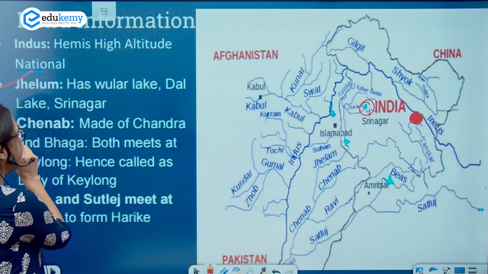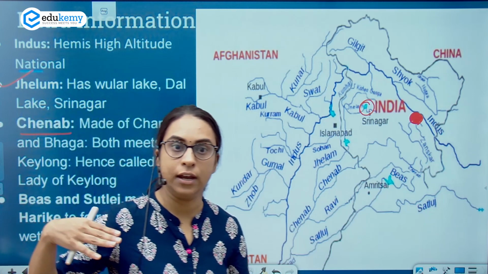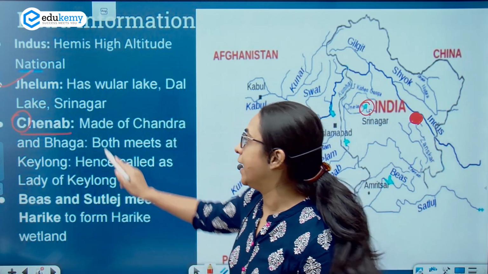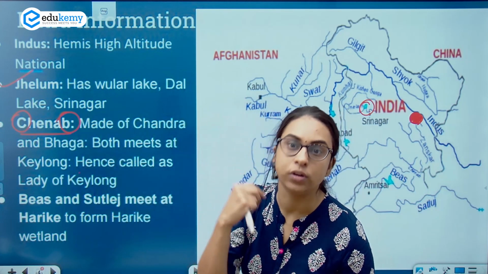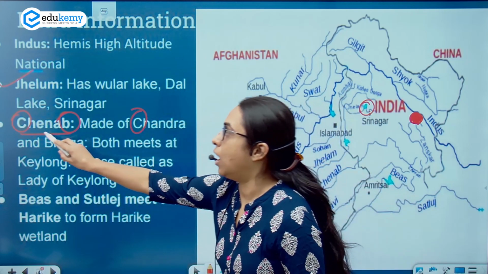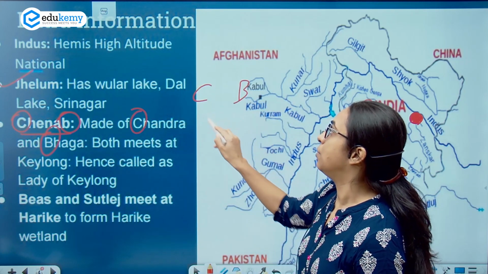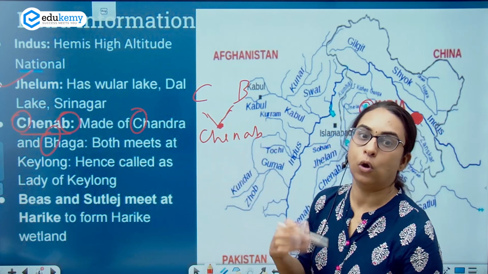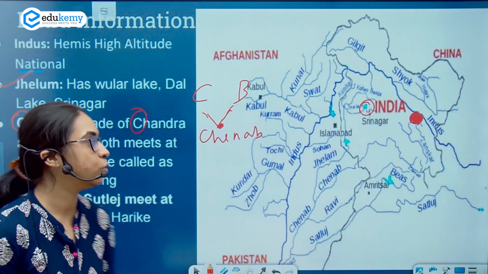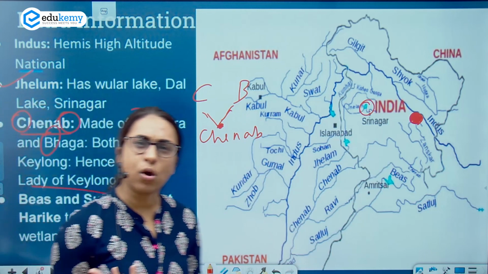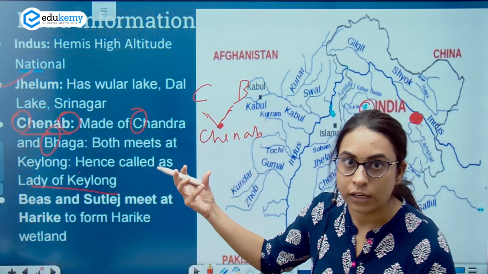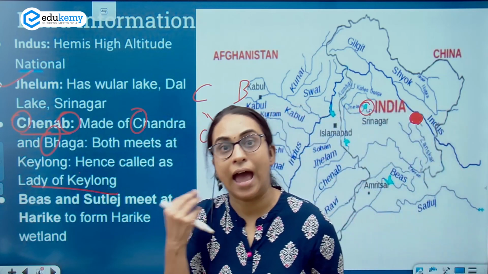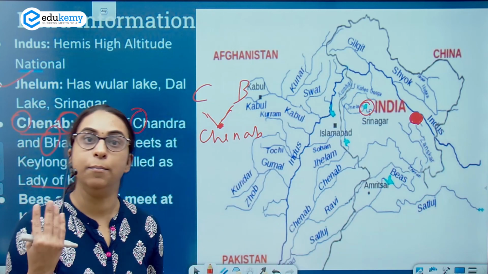I'm talking about Indus, Jhelum, and coming on to Chenab now. You can remember this: Chenab starts with C and ends with B. It is made up of 2 rivers, Chandra and Bhaga. So Chandra plus Bhaga becomes Chenab. Both of them meet at Keylong. Therefore, Chenab is also known as the Lady of Keylong. Some important facts can be remembered by phonetics, mnemonics, and alphabetic arrangements. So try to use these hacks, these shortcuts, to remember things in a better manner.